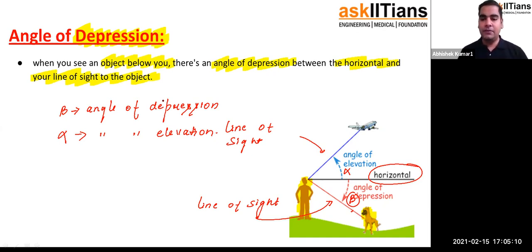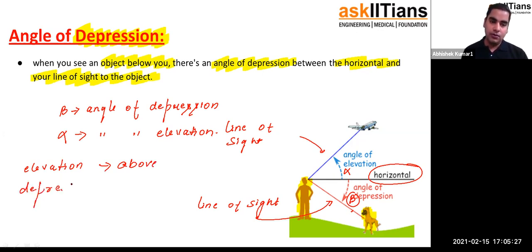The meaning of angle of depression? Depression means below and elevation means above. I am writing it for your significance. Elevation means what? Above. Okay, remember this. And depression means you are talking about below. Okay, depression means below. That's it. All right, please note it.